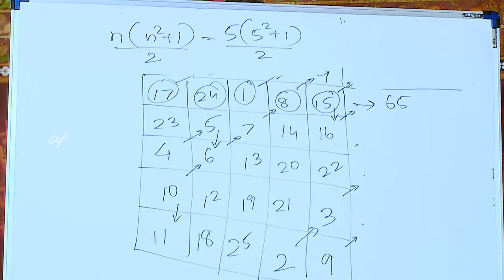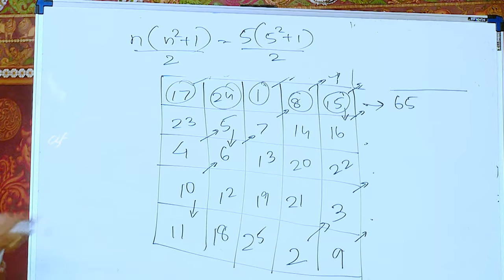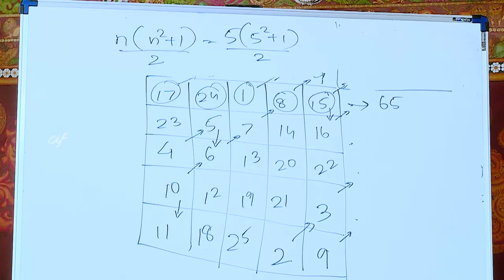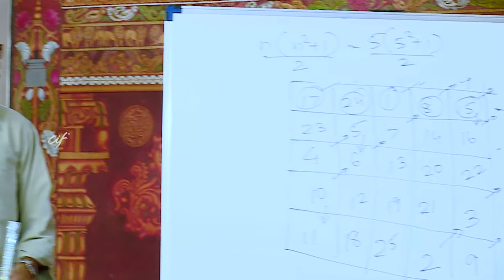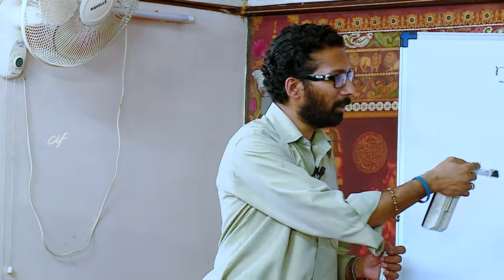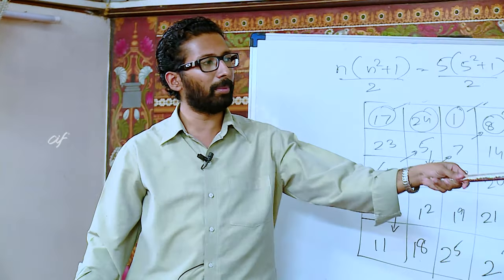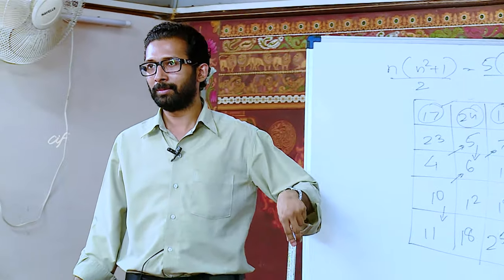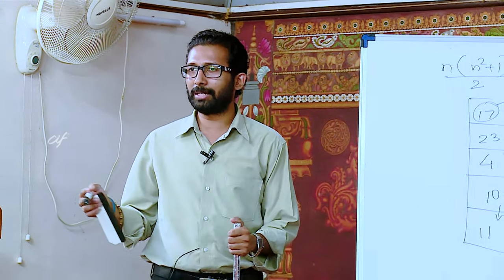If you observe a little carefully, just look at the result for 3 by 3. What is the magic constant for a 3 by 3 regular magic square? 15. What is the magic constant for this one? 65. Is there some relation between any of the numbers here? Looking at this, can you tell me directly without calculating? Just keep observing for a minute. If you get something, just tell me. 5 into 3. 5 into 3 is 15.